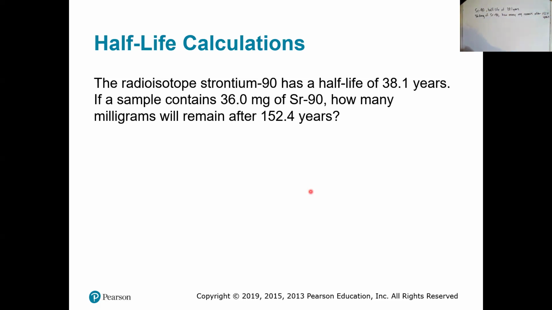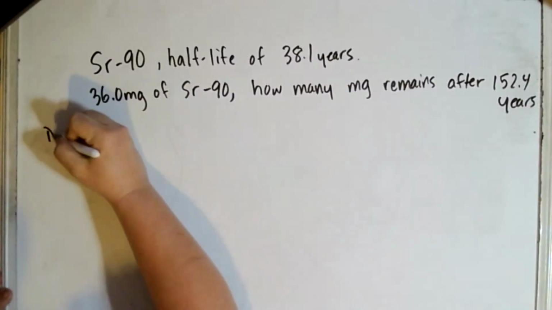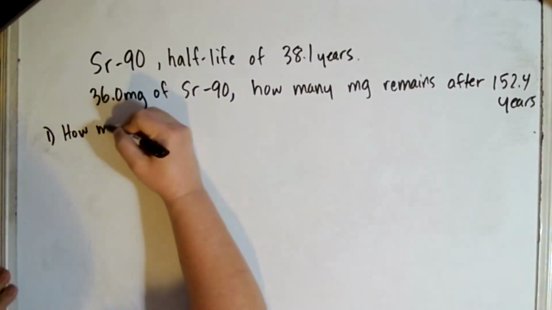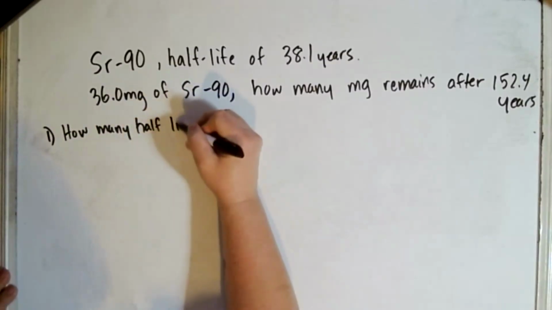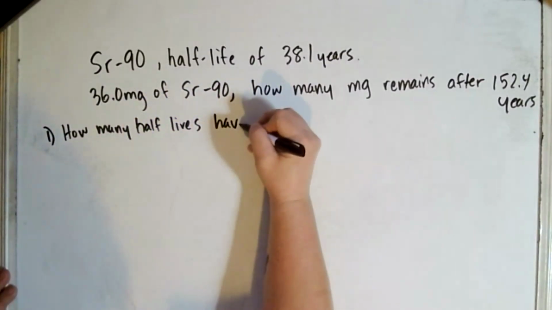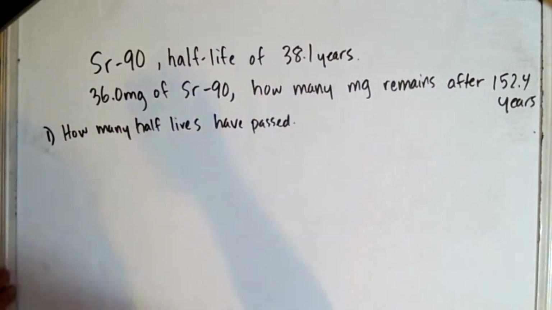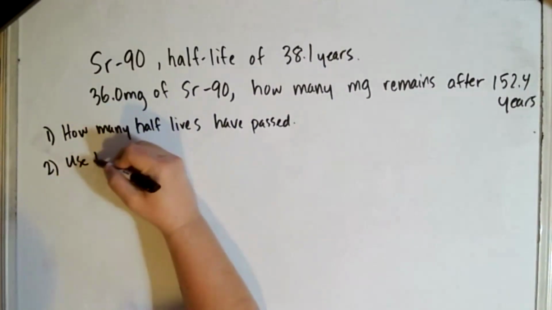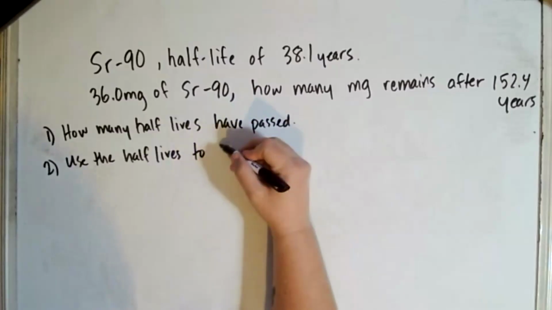Okay, so there are two steps that you want to take to answer this question. First, the first thing you're going to ask yourself is, how many half-lives have passed in the time period that they gave us? And then the second part is going to be to use the half-lives to figure out what's left.